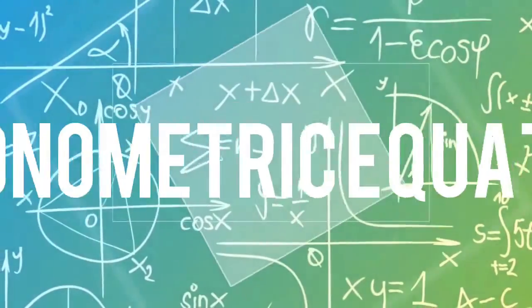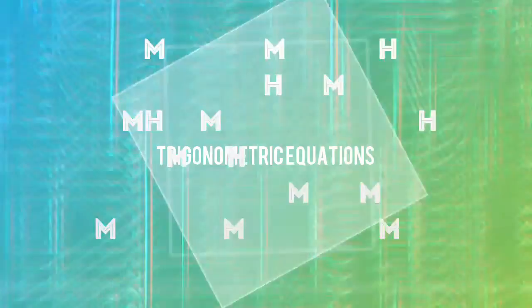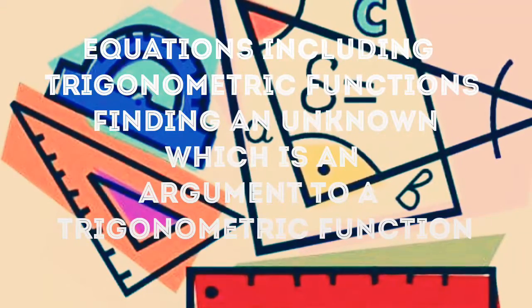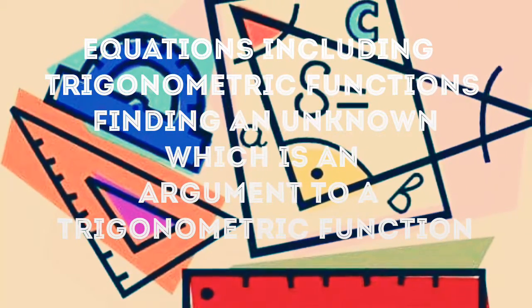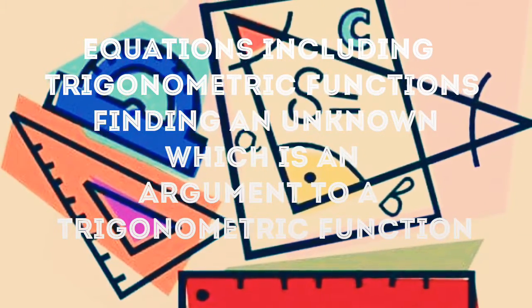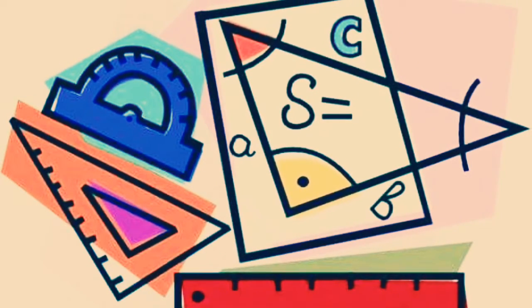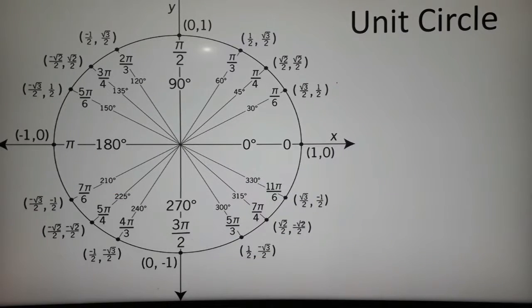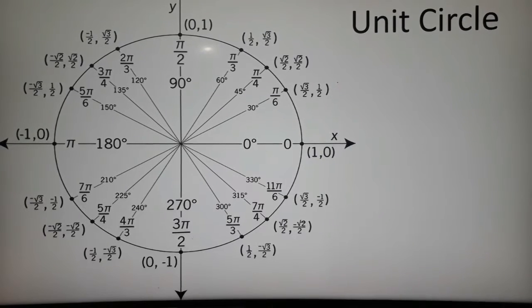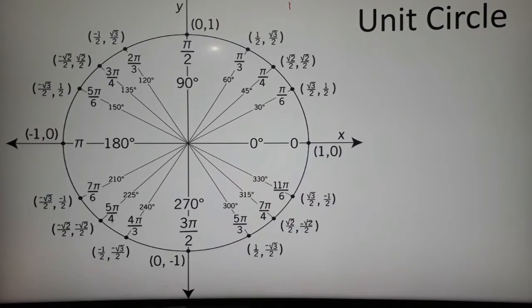Trigonometric equations include trigonometric functions, finding an unknown which is an argument to a trigonometric function. Using the unit circle, if you recall, these values will vary in their signs. It may be positive or negative depending on which quadrant the angle is in.